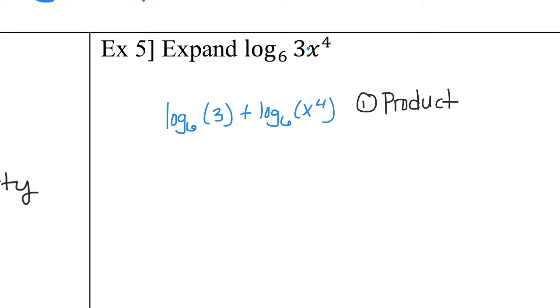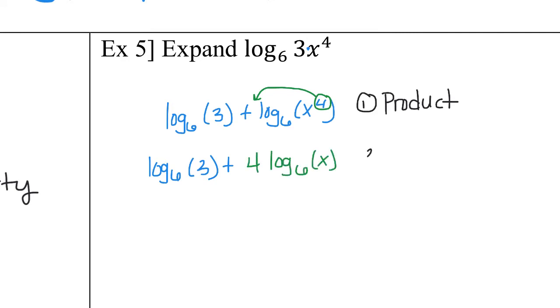Then I see that I have an exponent of x to the 4th, so log base 6 of 3 is not going to change. Then I can use my exponent property to pull the 4 down to the front. 4 log base 6 of x. And that was the exponent property, or power.